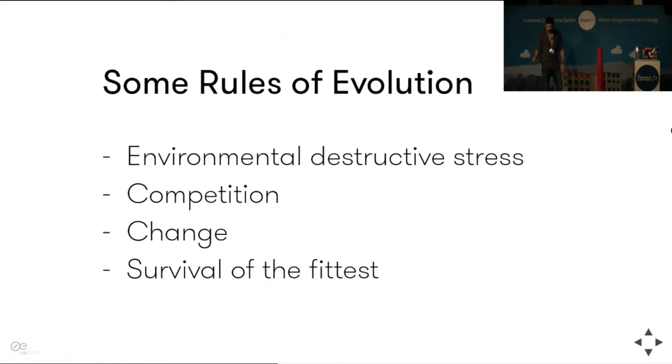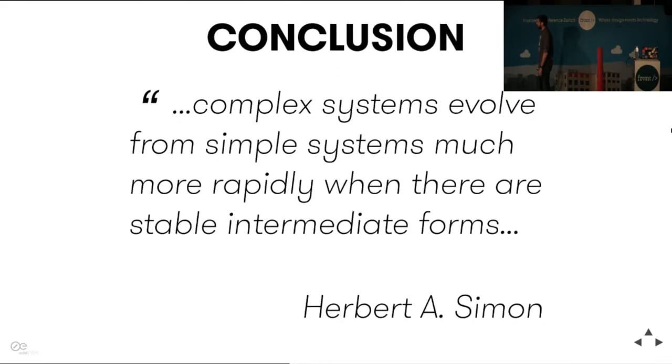So those are some rules of evolution. And if you follow these rules, then it's much nicer to build these components. And that's the conclusion from Herbert Simon as well. And I really love this conclusion, it gave me goosebumps when I saw it the first time. It means complex systems evolve from simple systems much more rapidly when there are stable intermediate forms.